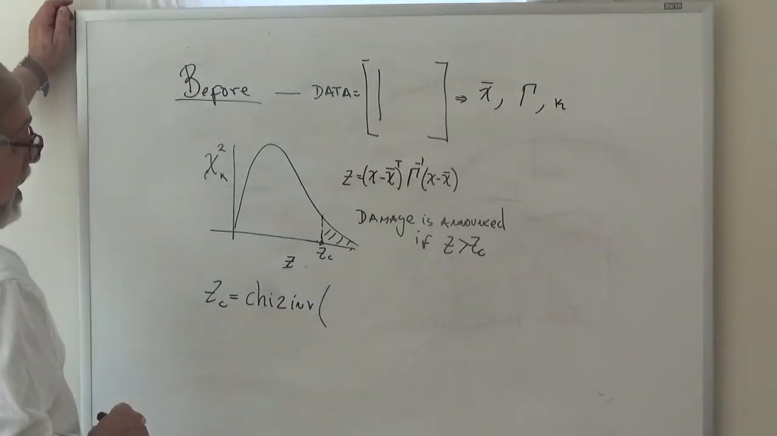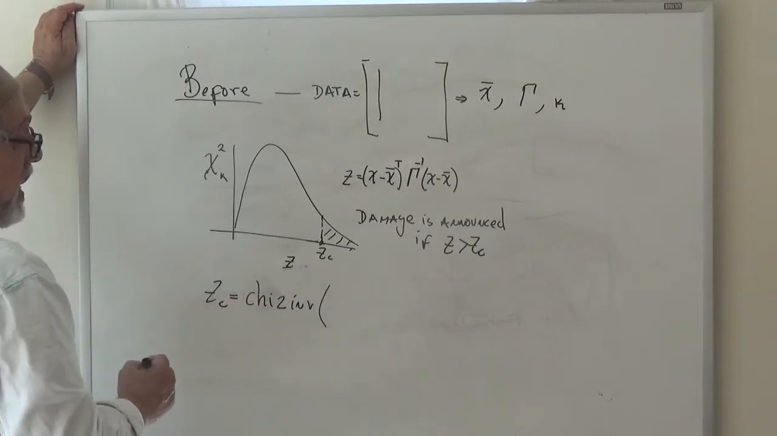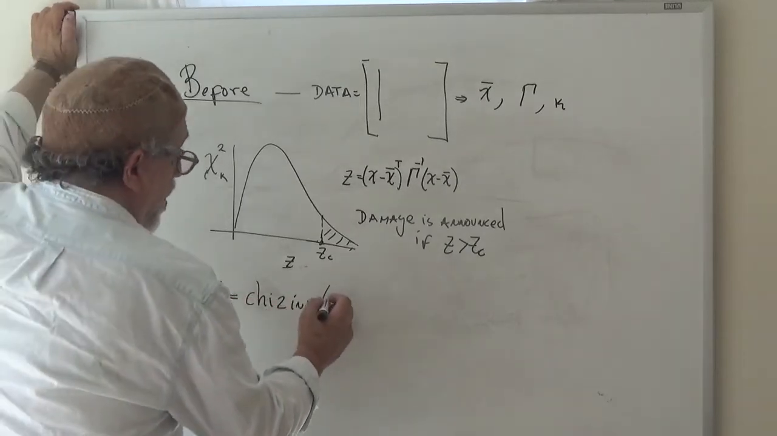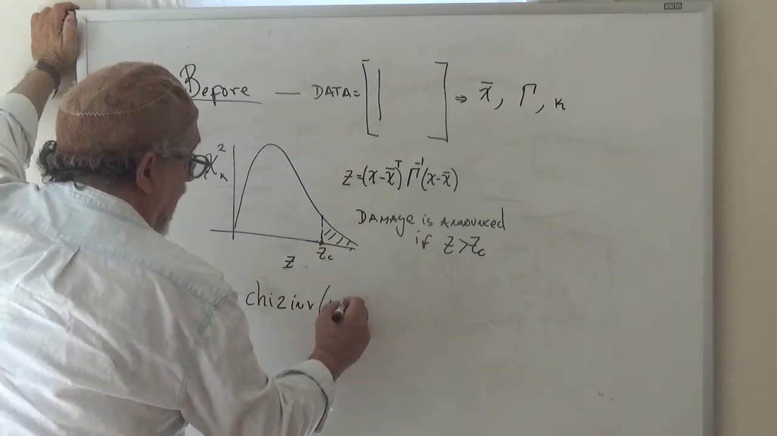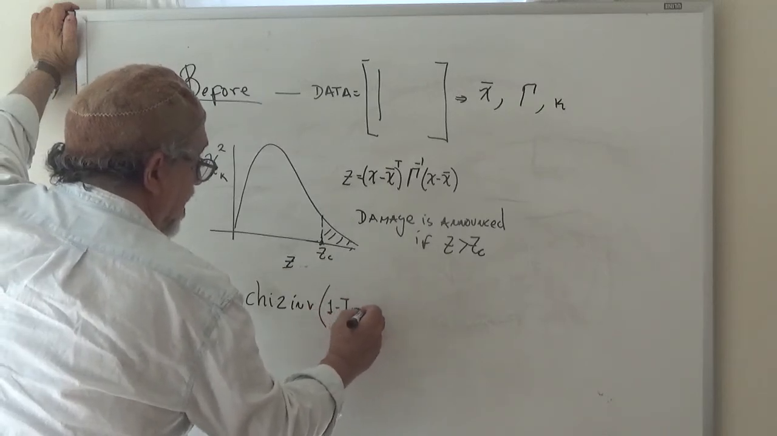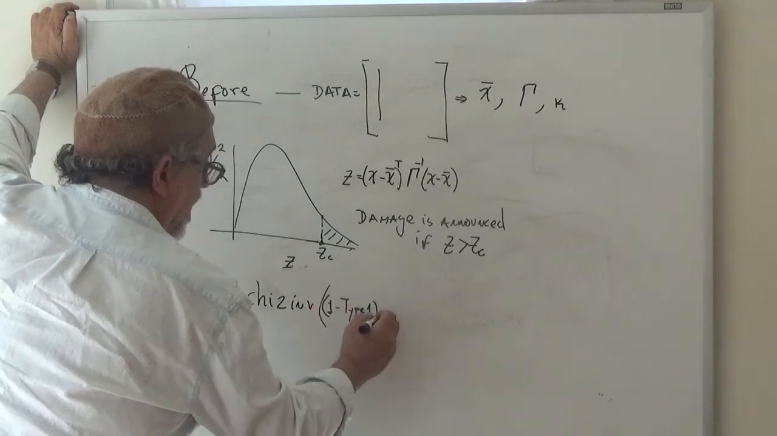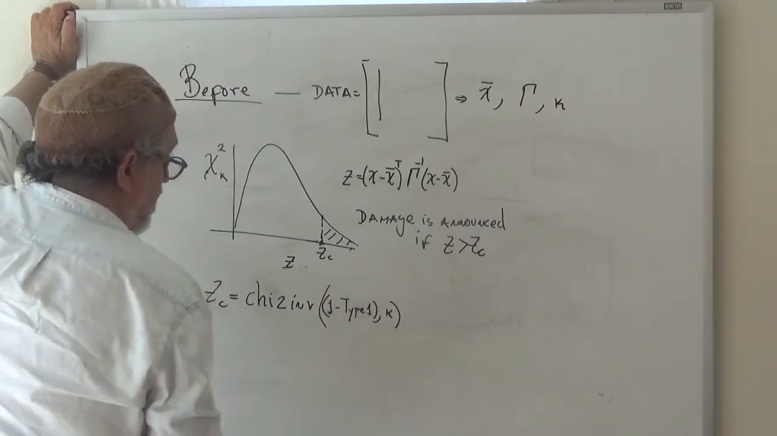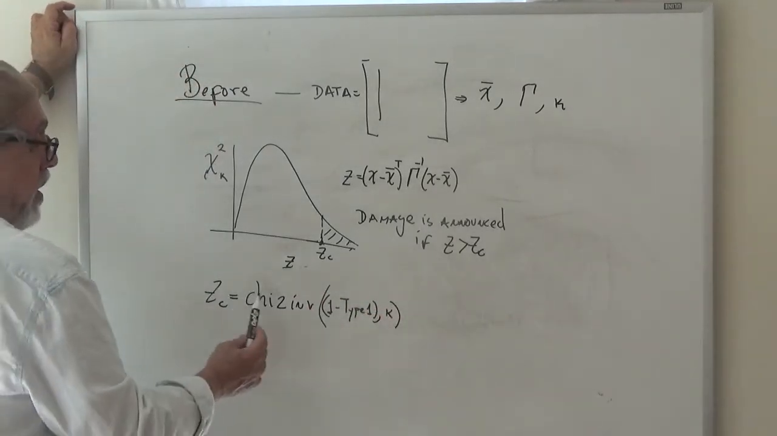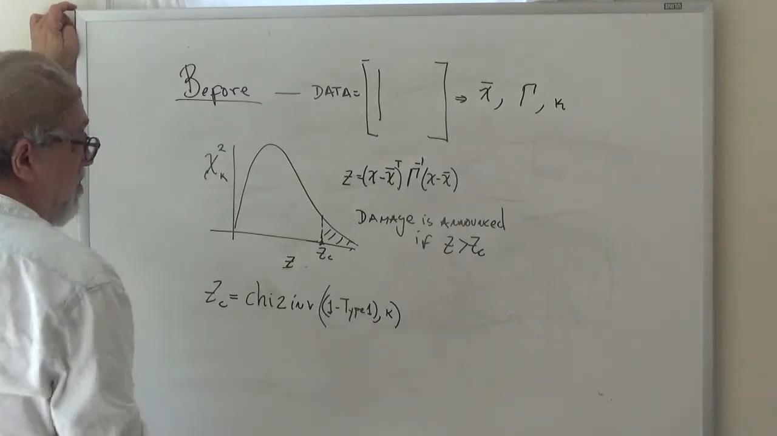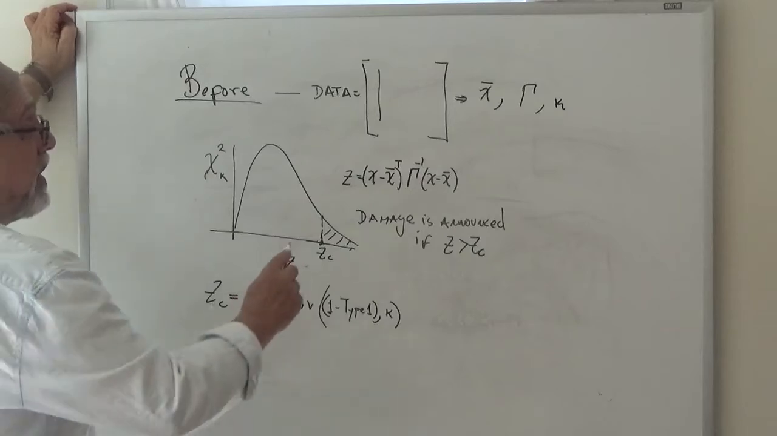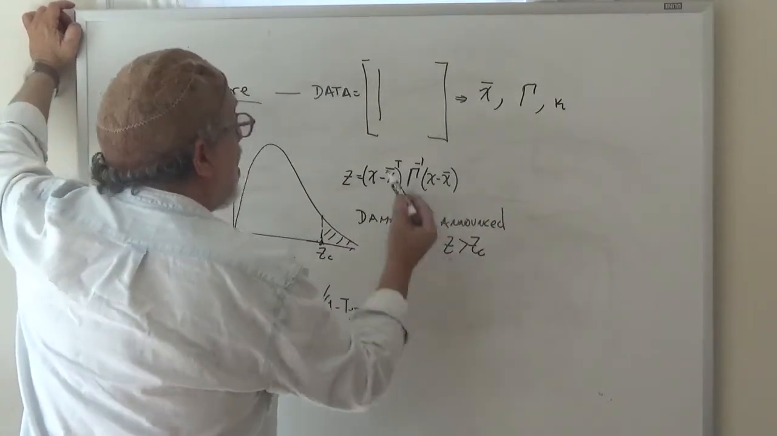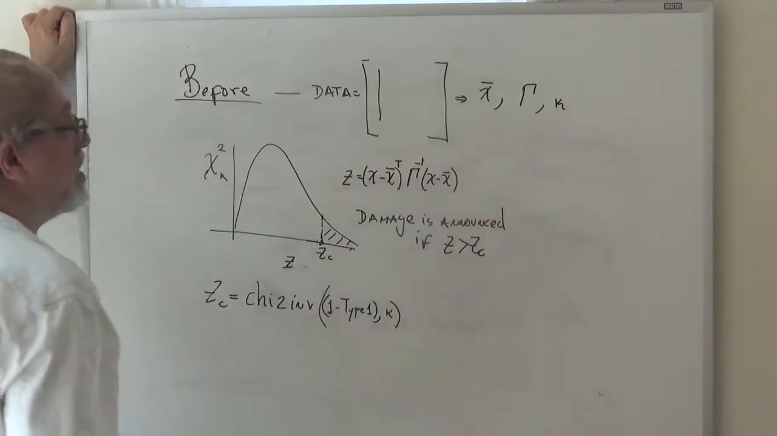So we find that z critical to be the chi-squared inverse, where this here would be 1 minus the type 1 error, and then here is the number of degrees of freedom. Okay? So this would have been 0.95, for example, in case we wanted 5% error, 3, and we get the z critical. Damage then is announced if z, for any data that we get, is greater than z critical.